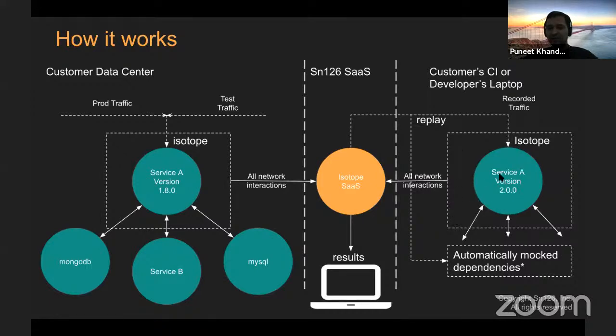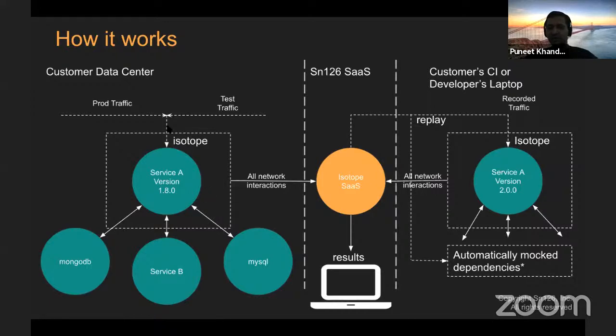And then when this service A instance, the one that's isolated running locally on your laptop or in your CI system, tries to make a call to MongoDB or MySQL or service B, we are able to automatically mock the behavior of all of these dependencies without you having to write any kind of stubbing code, right? And the reason why we're able to do that is because we already know what the behavior of these services is expected to be based on what we learned in production, right?